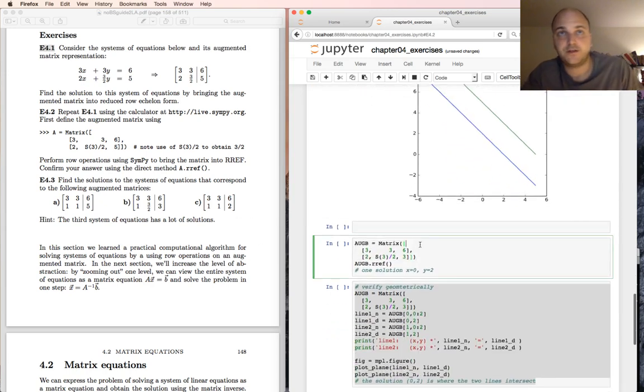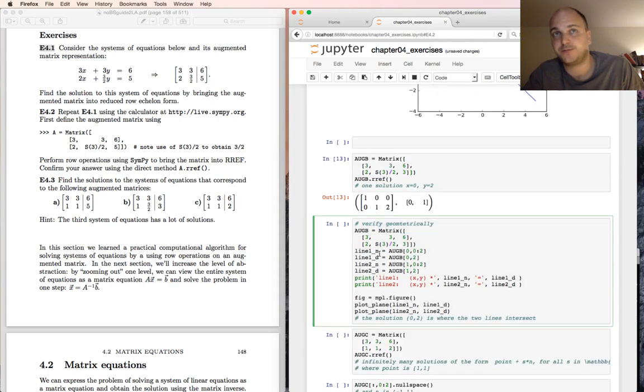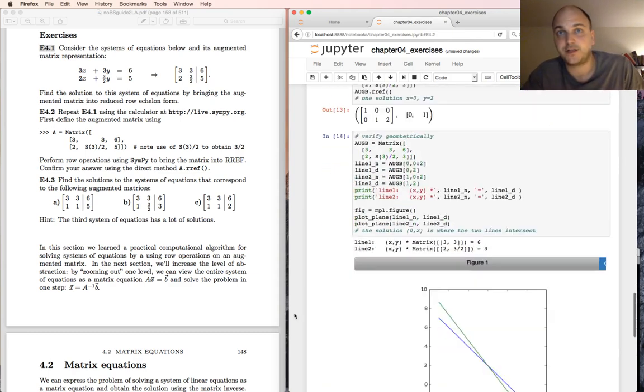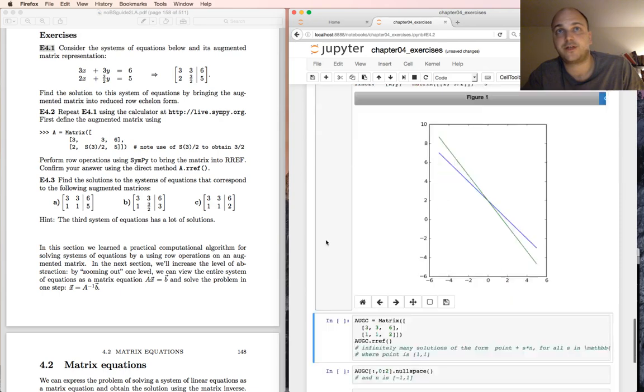For this, all right, so we have two leading ones. X is equal to 0, y equal to 2. So this seems to be a standard case with one solution, with a unique solution. Let's look at it. And indeed, at 0, 2, the two lines intersect. So that's your answer here.